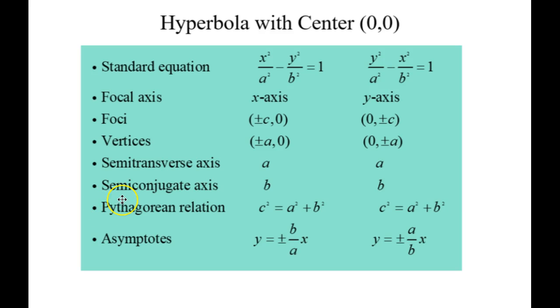Also notice that our Pythagorean relation is now in the form that we're more familiar with. C squared is equal to A squared plus B squared.